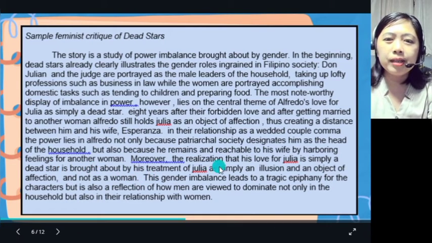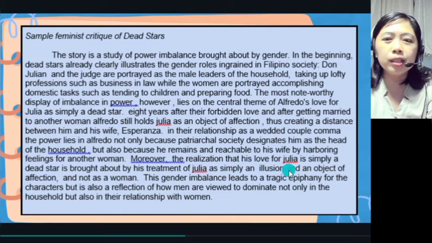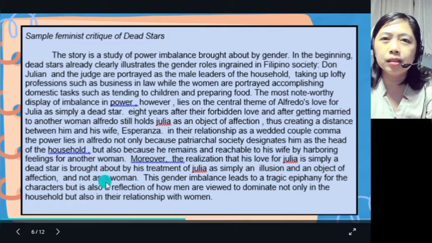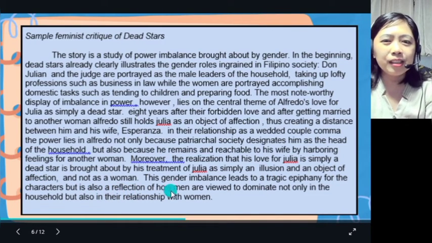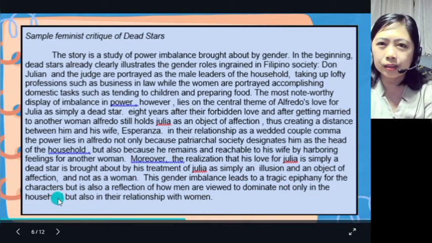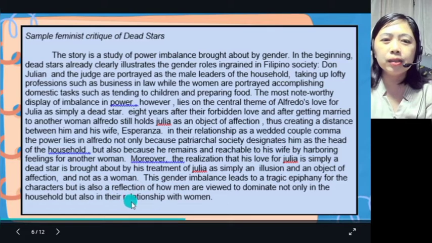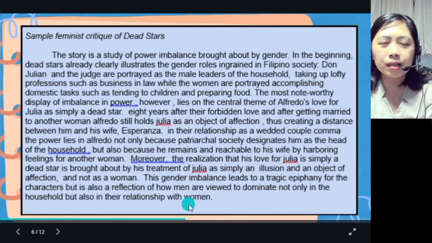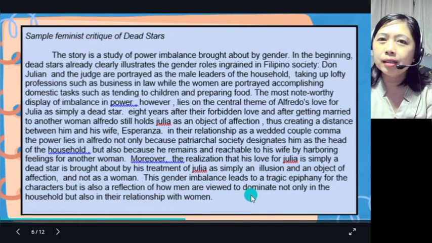Moreover, the realization that his love for Julia is simply a dead star is brought about by his treatment of Julia as simply an illusion and an object of affection, and not as a woman. This gender imbalance leads to a tragic epiphany for the characters, but is also a reflection of how men are viewed to dominate not only in the household but also in the relationship with women.